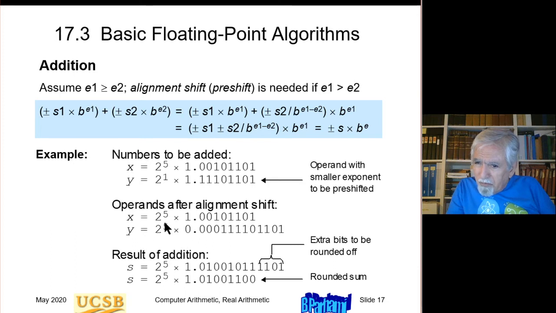Now the exponents are both 5. So the result will be 2 to the 5. And the sum of these two numbers will be this number, which has 4 extra bits that we need to get rid of in the final rounding. Because this is 1/2 ULP, this is 1/4 ULP, collectively this is a value greater than 1/2 ULP, so we round up. We add 1 to this position, which changes these two ones to zeros and this 0 to 1, and that's the rounded sum.